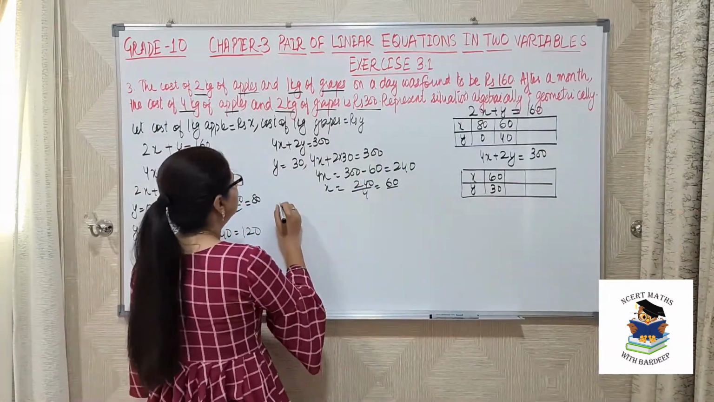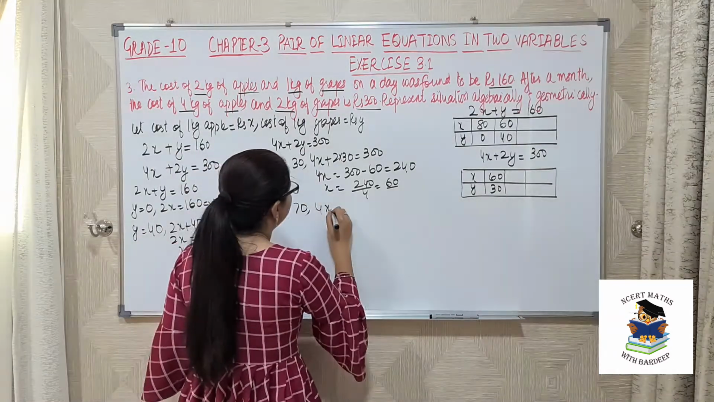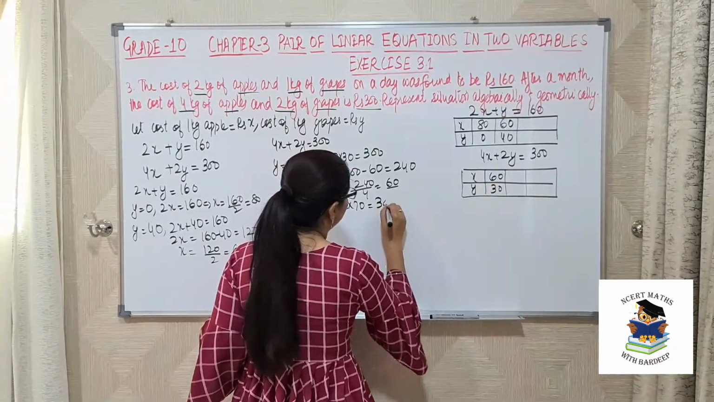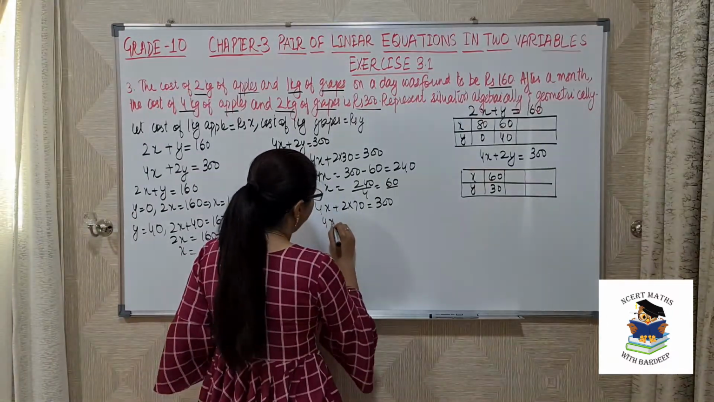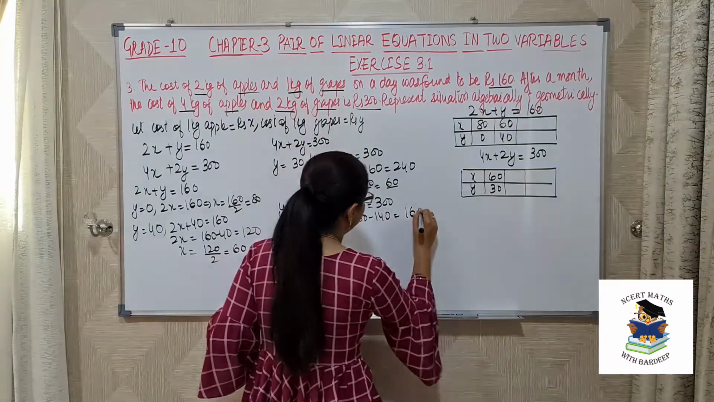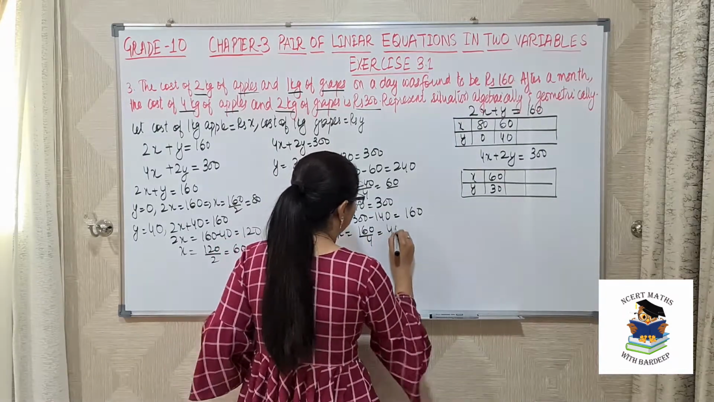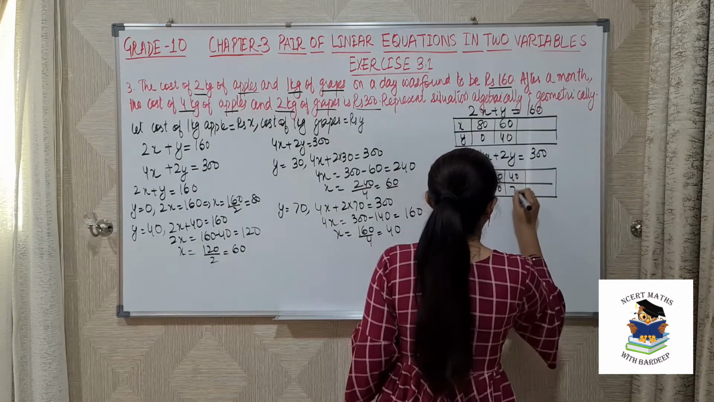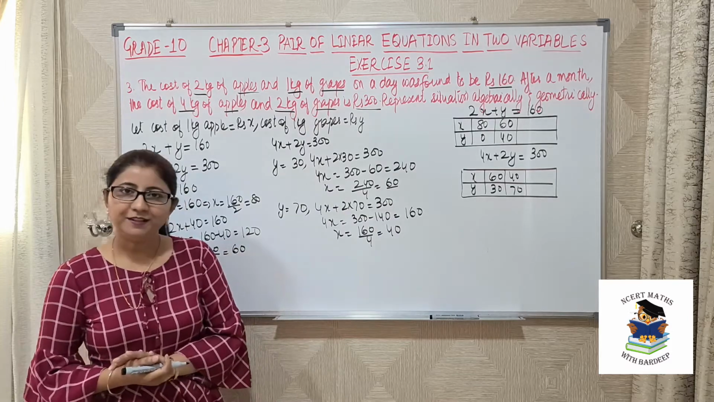Next value, let's put y as 70. So I am telling again and again, you are free to use any random values, but make sure that you should get a number without decimal. So 4x is equal to 300 minus 140. So this is 160. And x is 160 divided by 4. This is 40. So x is 40 and y is 70. So tables are ready. Now let's make their graph.